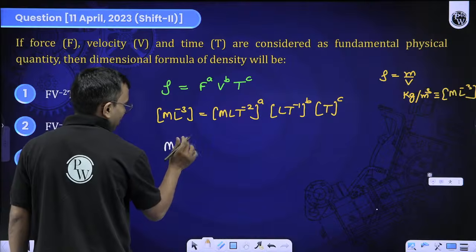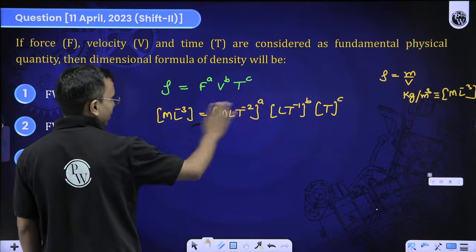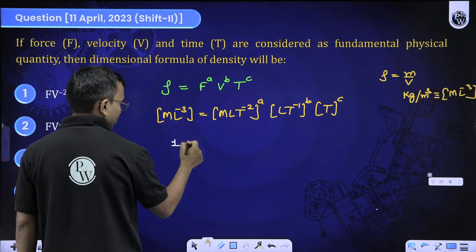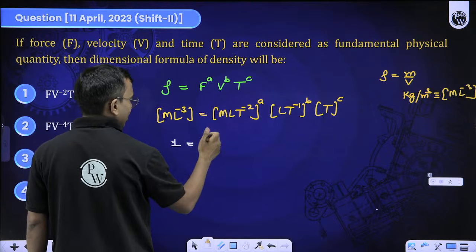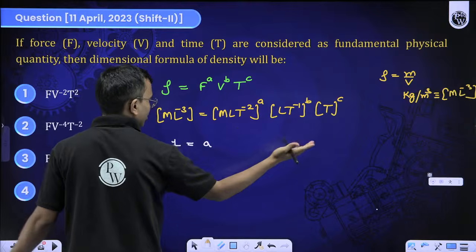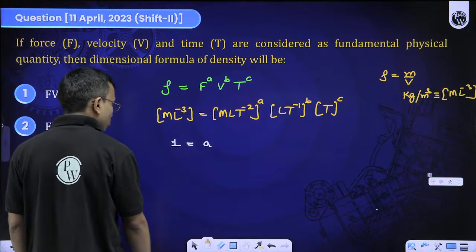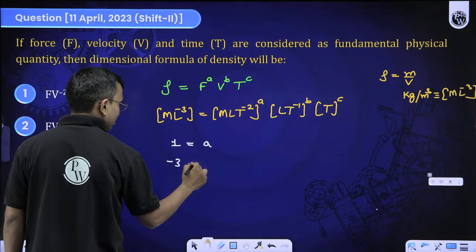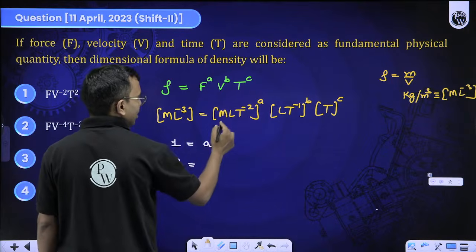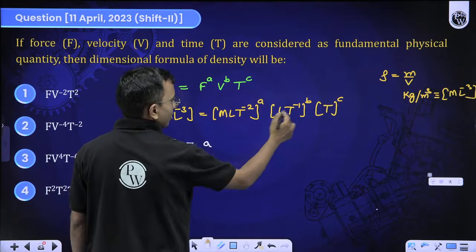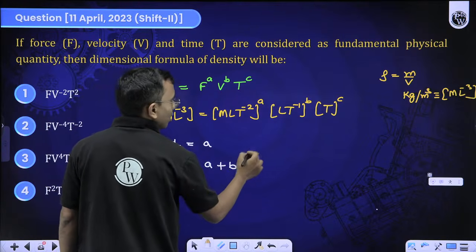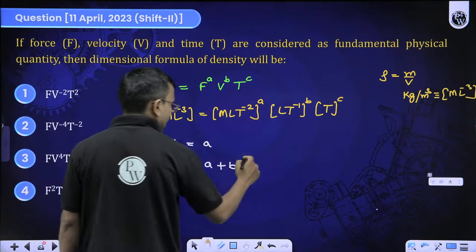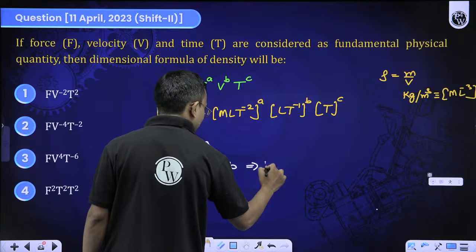Okay, so here first of all, equating the powers of M. What is the power of M here? 1. So 1 is equal to, what is the power of M here? Here it's not there. I got a equals 1. Then let us equate the power of L. L power is minus 3, equal to, what is the power of L here? L to the power a, and here b, so plus b. Here it's not there. a plus b is equal to minus 3. a is 1, so I got b as minus 4.